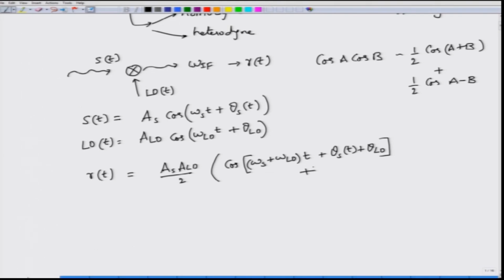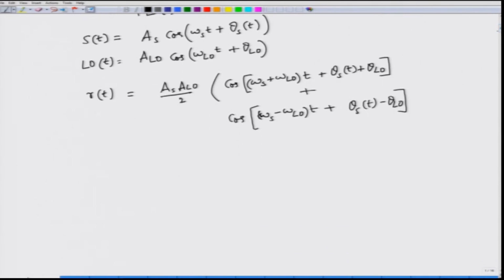Where is the intermediate frequency coming in? This was the cos A plus B term. You will also have the cos A minus B term, correct. For the cos A minus B term, what do you get? Cos of (omega_s minus omega_LO) t plus theta_s of t minus theta_LO. As I said, theta_LO is more or less a constant for many applications, so you can safely ignore that. What is interesting is that you get one spectrum centered at the difference frequency, which is omega_s minus omega_LO.